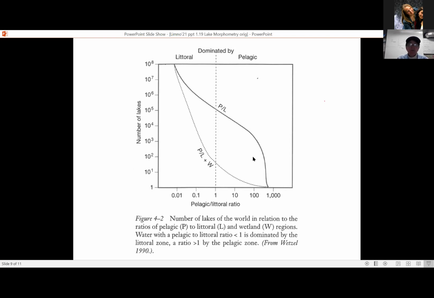And I think maybe what you can see is that there's a sharp drop off when you get here. It's really only the really big lakes that are going to be in this group here. Most lakes fall in this category, dominated by the littoral zone. 10,000, 100,000 lakes, wait, million lakes, whatever, as you go down. The greatest number of lakes is going to be these littoral zone dominated lakes. Okay, so that's what lakes in the world are like.